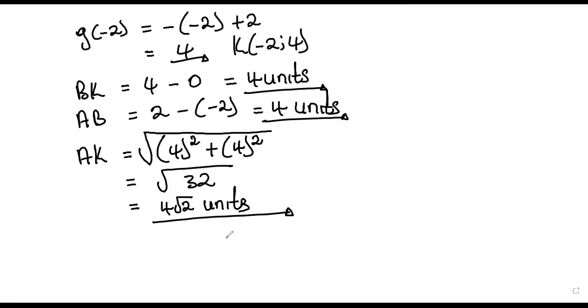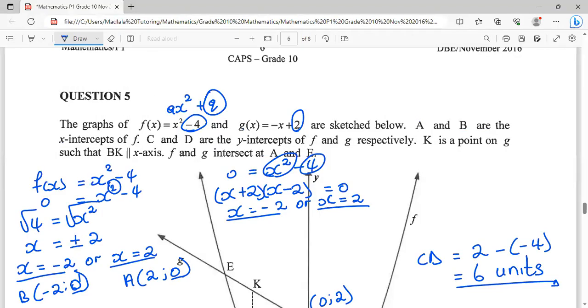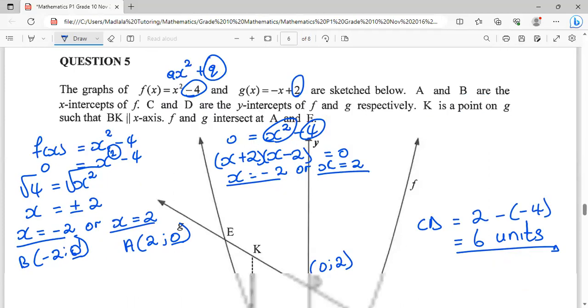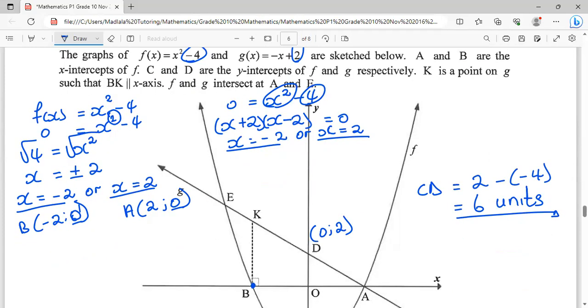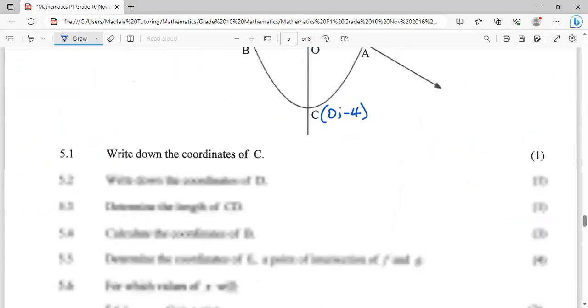But this question actually brings us to the end of the whole of question 5, which was written in November 2016. So I really hope it helps a lot.